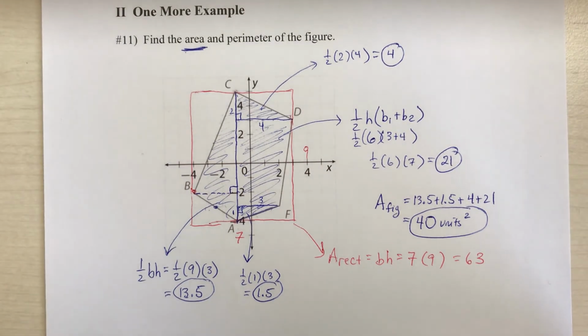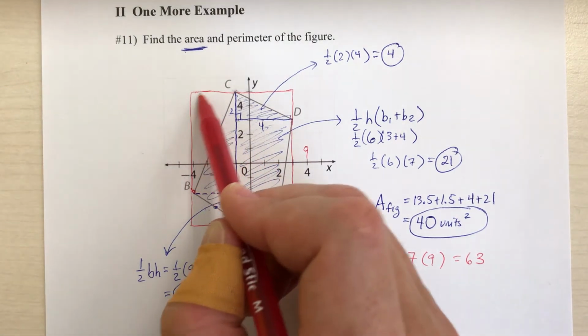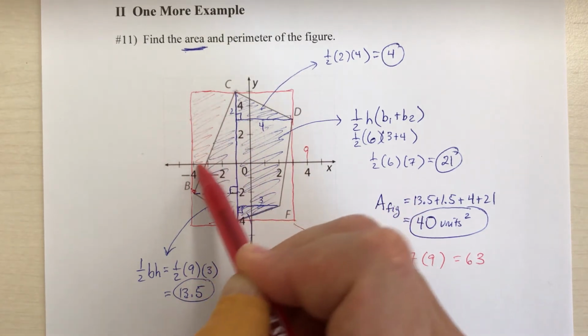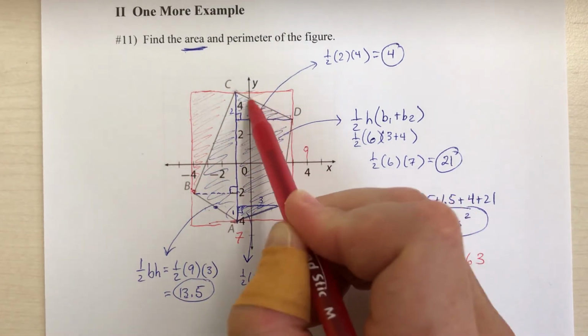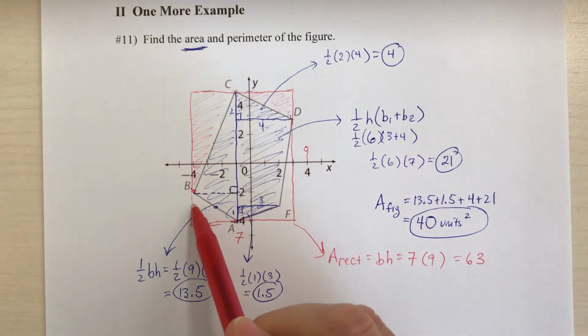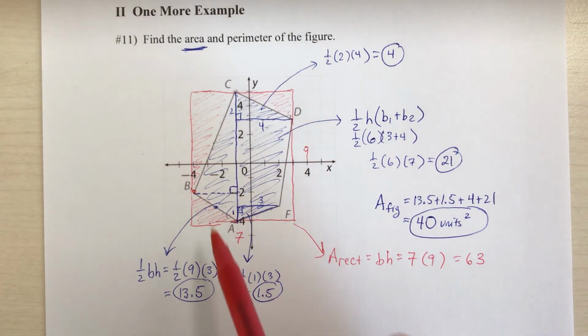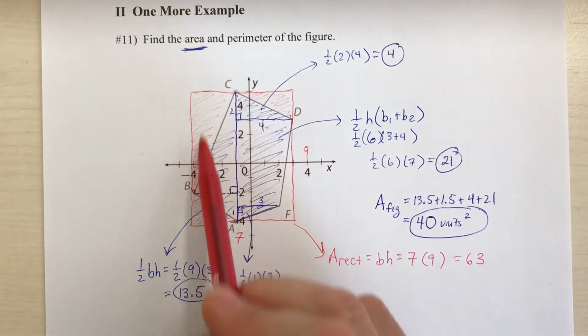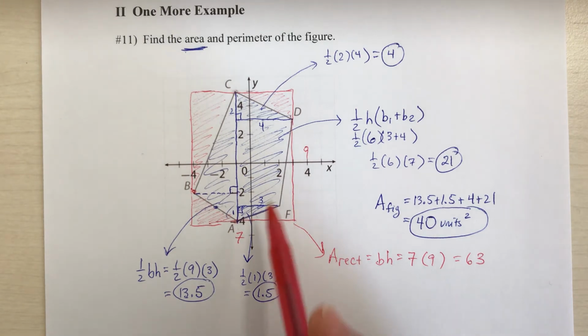And you're saying, wait a minute, that's not the answer, that's too much. And you're right. The reason it's too much is we have other areas here that are not part of the figure. So we're counting too much. But what we can do here is calculate these outside areas that we don't want.